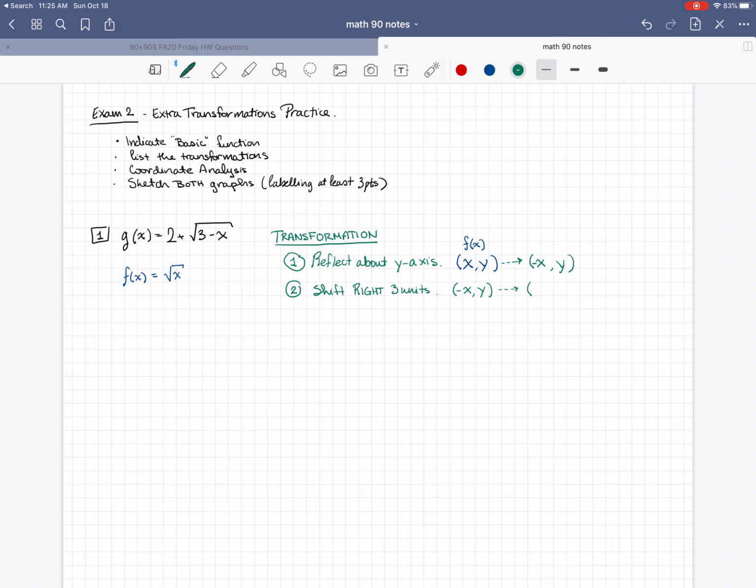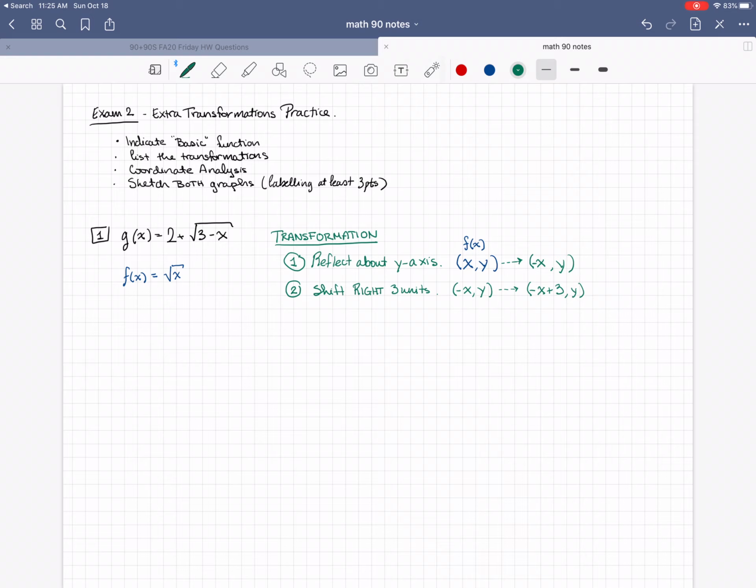So when we shift to the right, every single point's x-coordinate gets increased by however many units. And what that means is that we add that many units to the x-coordinate. So since coming off of the reflection, we're at negative x, y, we're going to add 3 to the x-coordinate, which will be negative x plus 3. And we still haven't done anything to the y-coordinate. If you want, you can write this as 3 minus x comma y.